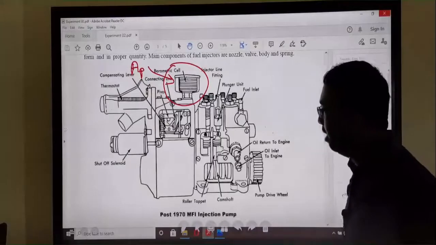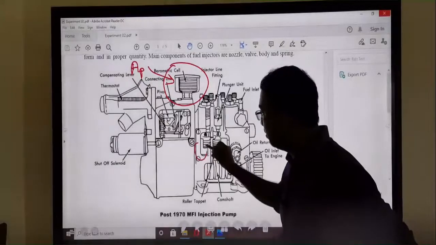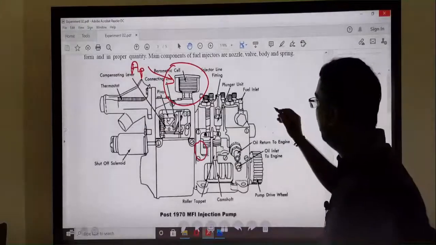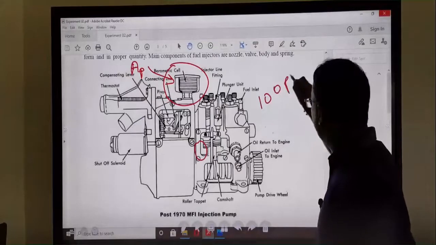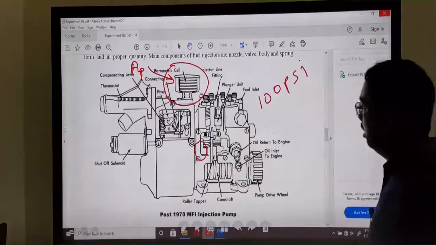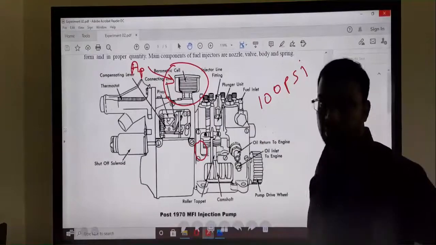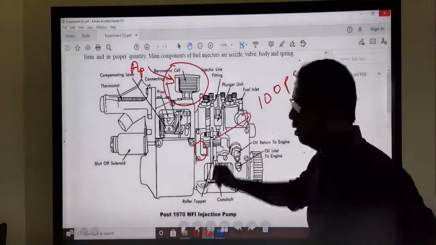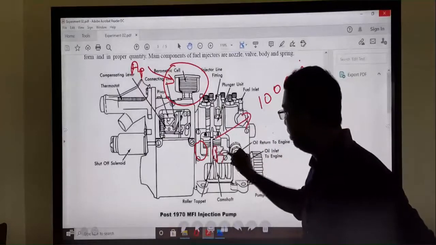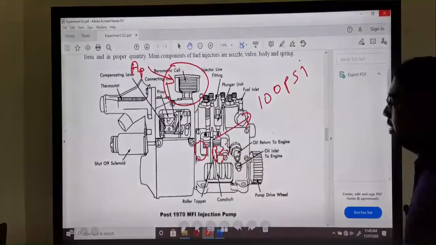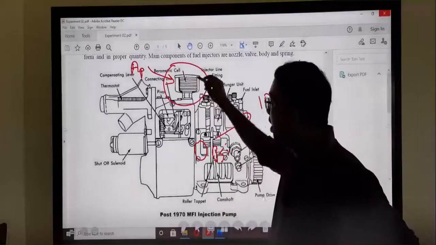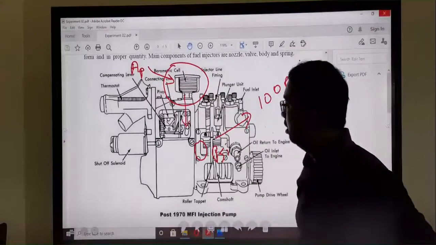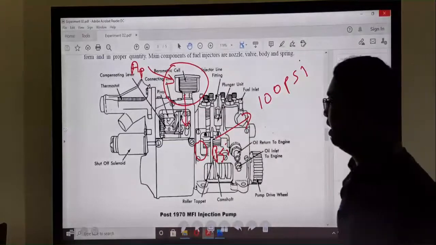Now you can see, when starting, the pressure is 0, and the supply fuel is, for example, 100 psi. So the pump needs to work to achieve this 100 psi from 0 psi, because there is no pressure. But this barometric cell is connected with the atmosphere pressure inside the pump. So now what happens?